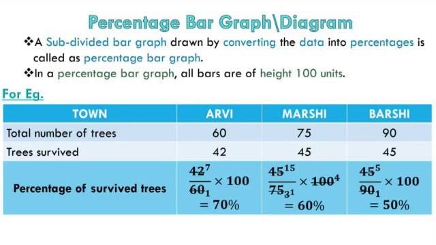What is the number of trees survived in Arvi? 42. Out of how many trees? 60. Now to find out percentage, you are going to multiply it with 100. Correct. So 42 upon 60 into 100. After cancellation, what is the percentage of the survived trees? 70%. Correct. Now in Marshi again, what is the number of trees survived? 45 out of 75 into 100. So after cancellation, you get 60%. Then in Barshi, what are the number of trees survived? 45 out of 90 into 100. And what is the percentage?